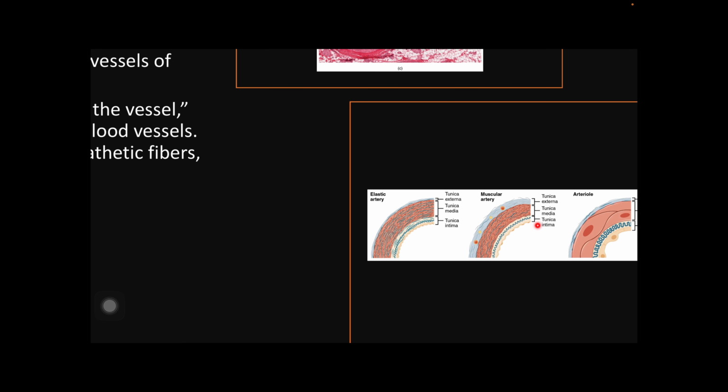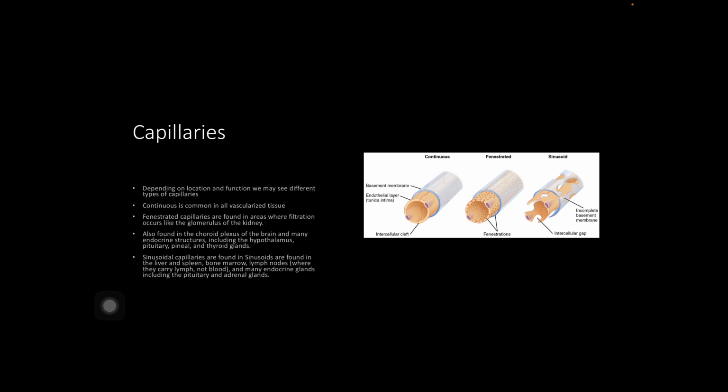Okay, capillaries. There are a couple of types of capillaries. Three main types: we have continuous, we have fenestrated, and we have sinusoid. Most of our capillaries in our body are continuous. And then in special areas, we have sinusoidal capillaries and fenestrated capillaries. Depending on the location or the function of the capillaries, that determines what type is there.